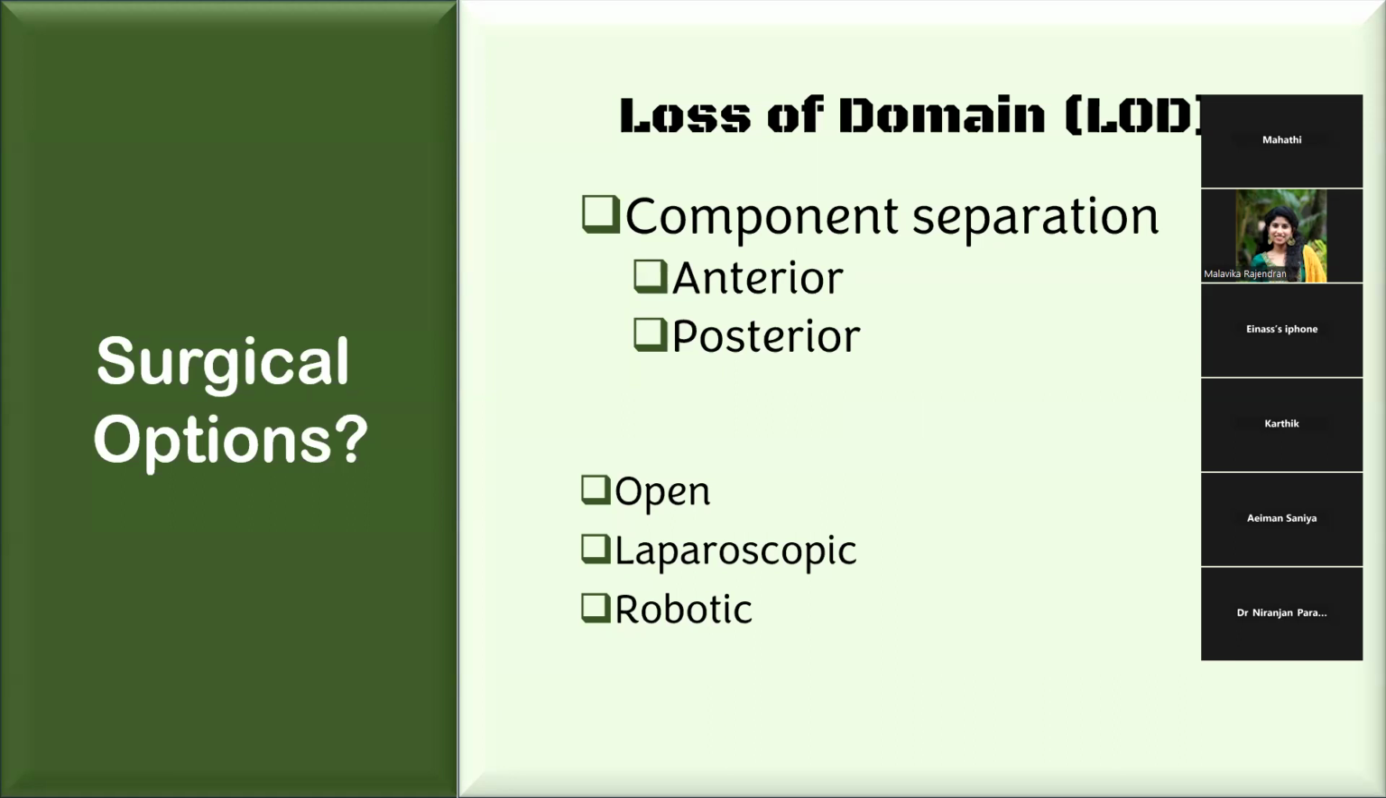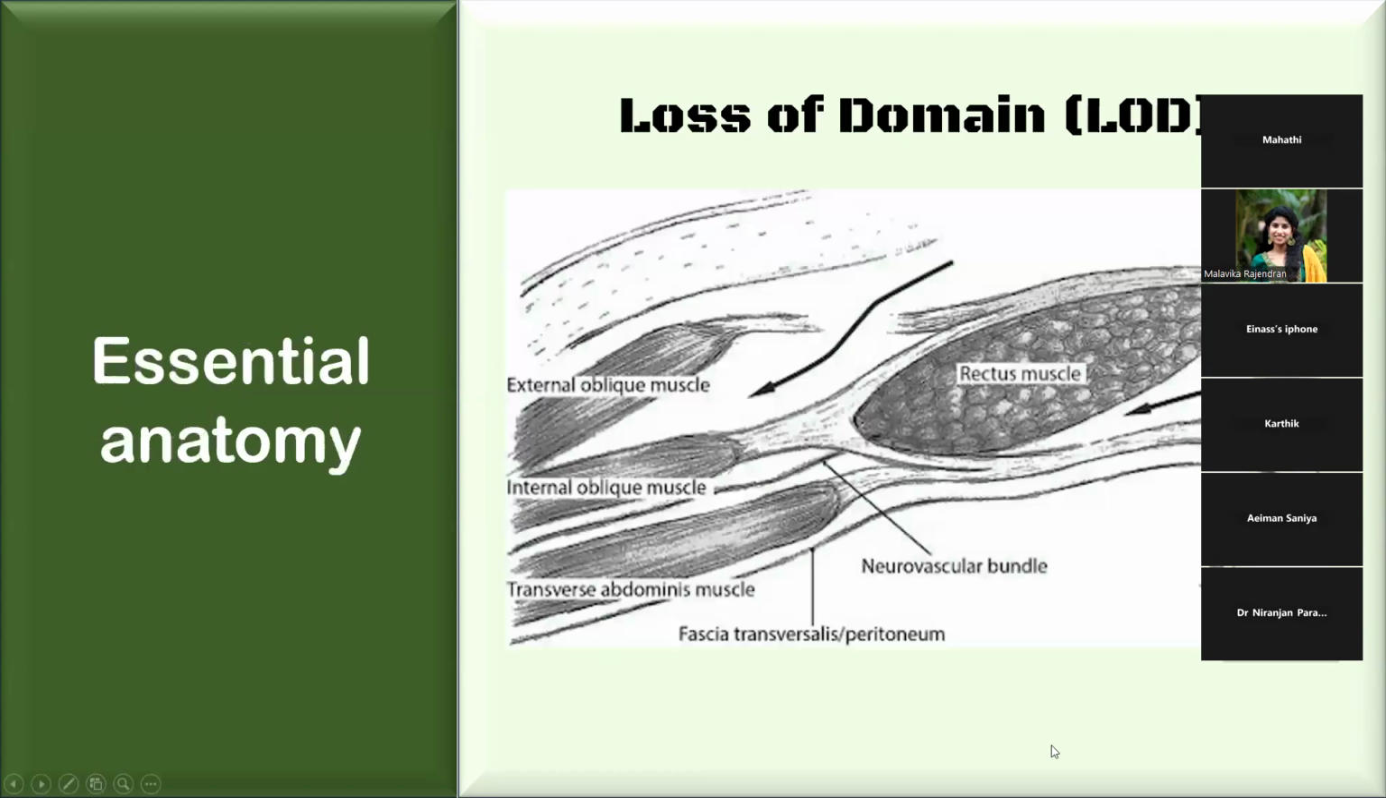Two things you must do for large ventral hernias with loss of domain. One, preoperative preparation with pneumoperitoneum. Two, component separation. Component separation can be anterior or posterior. And this picture gives you in very simple terms what it means. Two things to note in this picture. One is in the anterior component separation, you cut only the anterior sheath. In the posterior component separation, you cut the posterior sheath here.